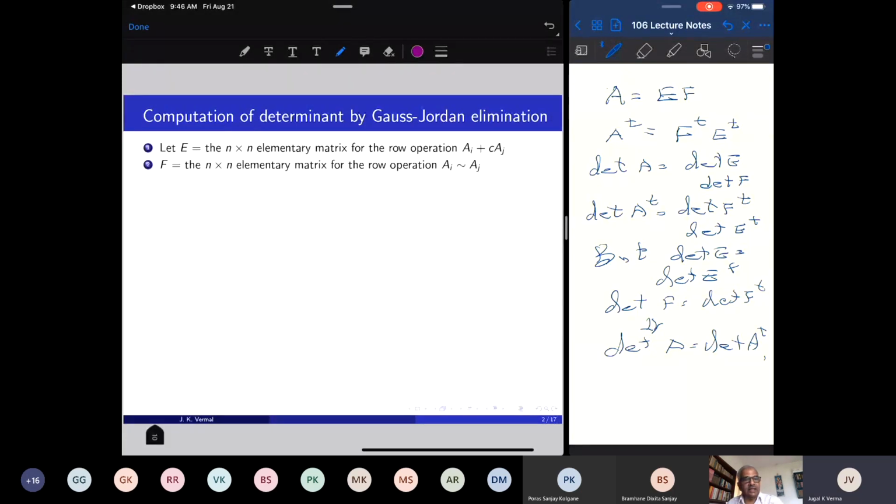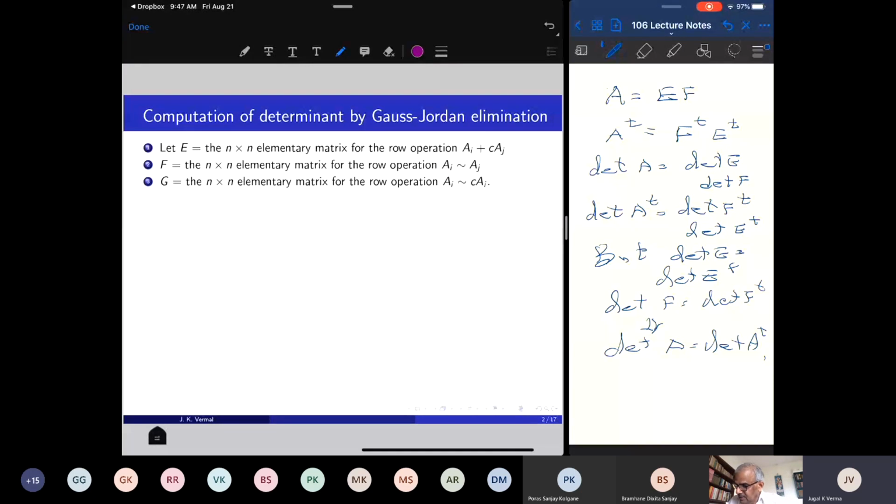Take an n by n elementary matrix corresponding to the row operation where c times A_j is being added to A_i. So take the jth row, multiply it by a scalar c, and add it to the ith row. That corresponds to an elementary matrix. You apply the same operation on the identity matrix, and I get this elementary matrix E. Then, for exchanging two rows, exchange the ith row and jth row of the identity matrix. That gives me an elementary matrix, which I am denoting by F.